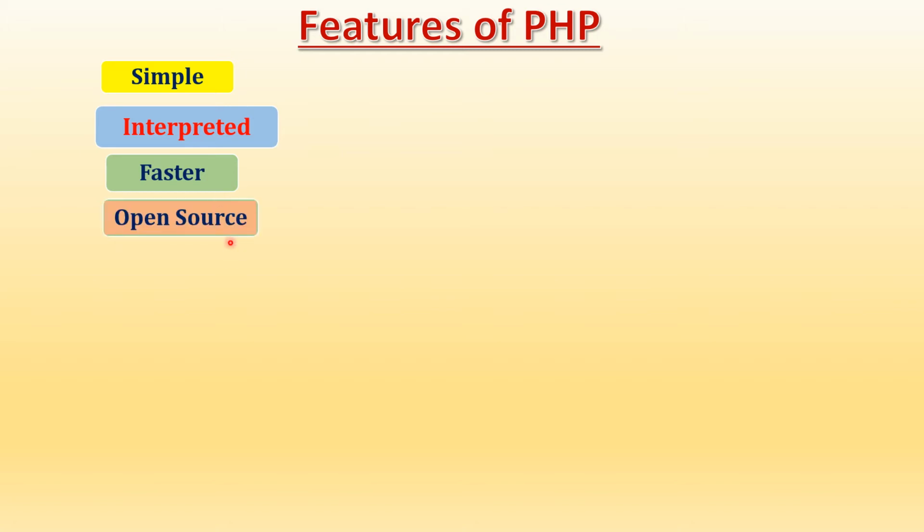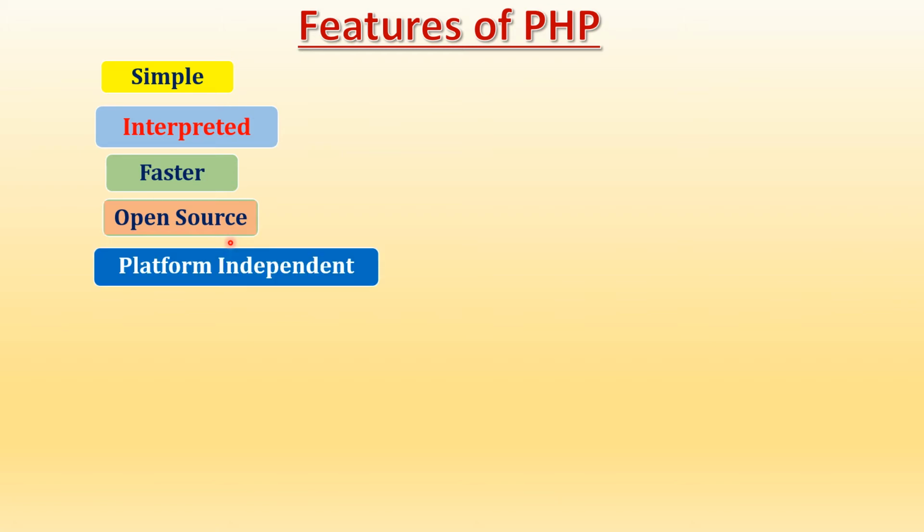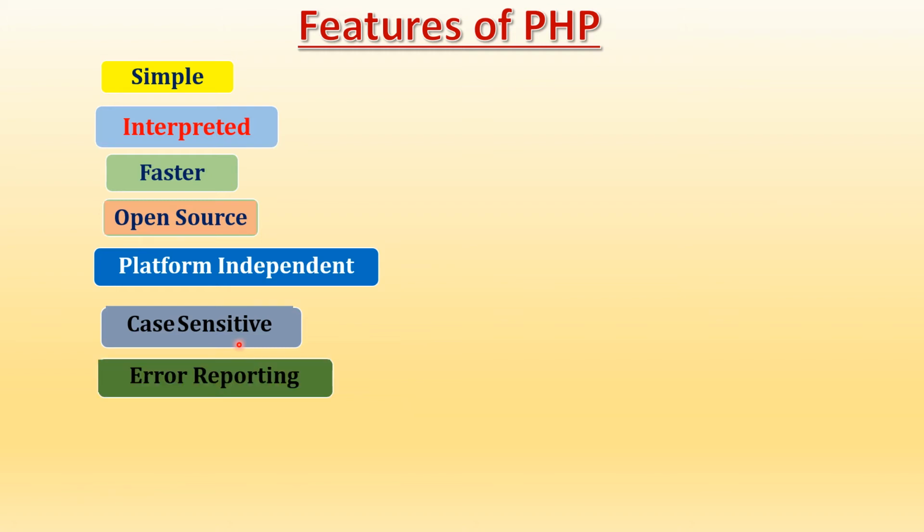Open source means you don't have to pay to use PHP. You can download it for free and use it. Platform independent. PHP code can run on various platforms like Linux, Unix, Mac OS and Windows. Case sensitive. PHP is a case sensitive scripting language at the time of variable declaration. In PHP, all keywords, functions, user-defined functions are not case sensitive. So when we learned JavaScript, we learned what variable declarations, keywords, functions, and user-defined functions are. So I hope you understood the meaning of case sensitive here.